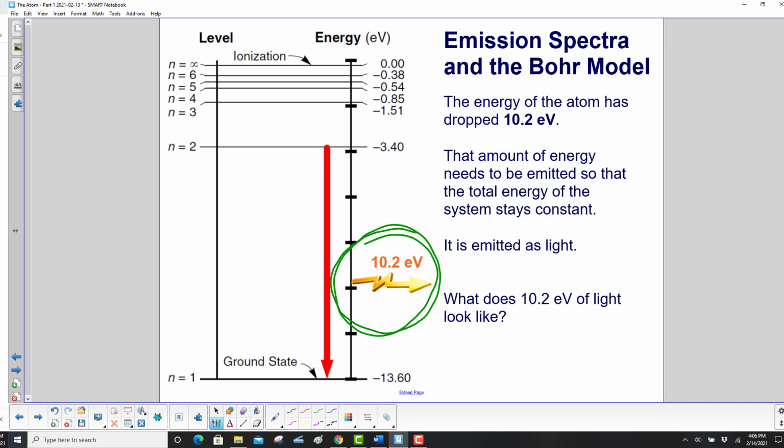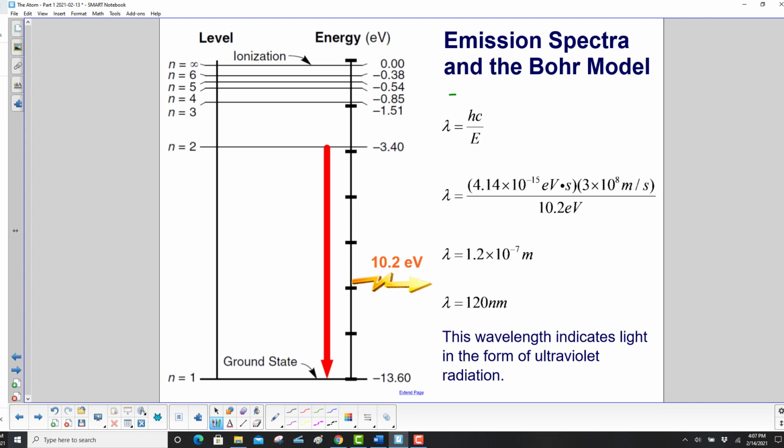What does 10.2 eV of light look like? Well, let's figure it out. We have our wavelength formula here, hc over energy. We put in our value of Planck's constant, and this time we use the eV second version, because we have our energy in electron volts. Here's the speed of light, here's the energy, and we get a lambda of 1.2 times 10 to the minus 7 meters, or 120 nanometers. This wavelength indicates light in the form of ultraviolet radiation.